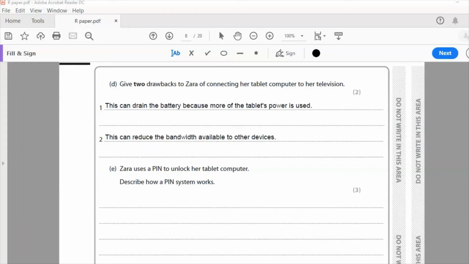So here's my answer. This can drain the battery as more of the tablet's power is used. 1 mark. This can reduce the bandwidth available to other devices. So if she's doing this, you've got other people in her house, she might not be too popular because she's reducing the bandwidth, meaning everyone else's internet is going to be a lot slower.